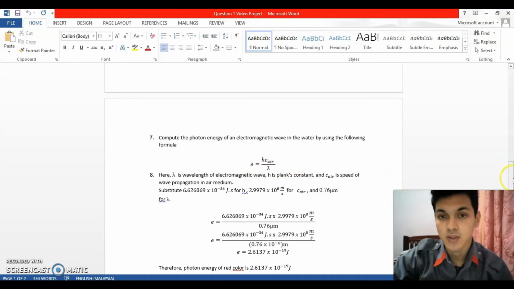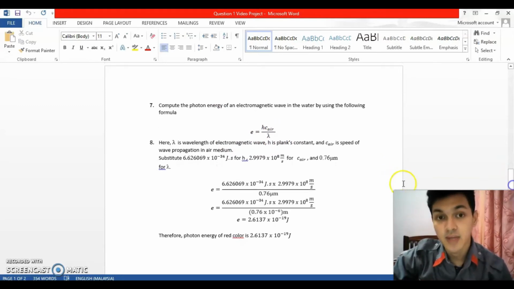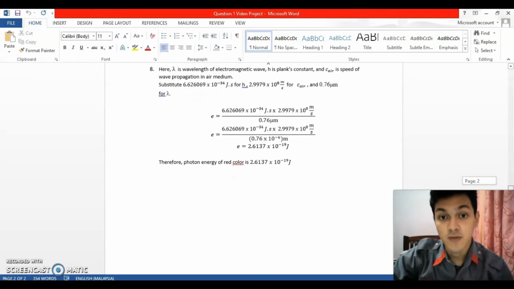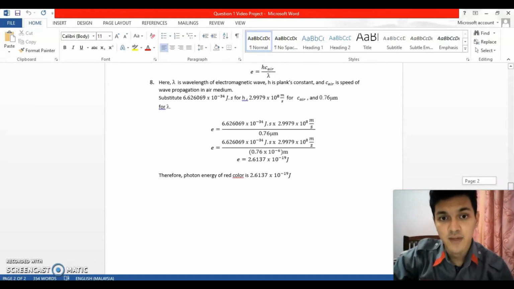hc over lambda. So we know the value for the h, the value for the c, and the value for the lambda. We substitute them into the equation and we can get the value of E, which is 2.6137 times 10 to the negative 90. So the total energy of the red color is 2.6137 times 10 to the power of negative 90.